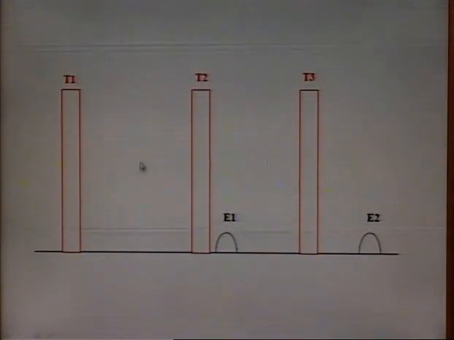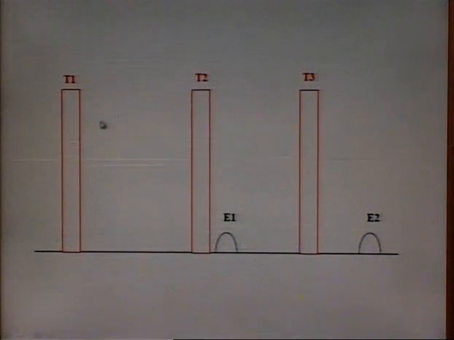So, this is the confusion which is normally caused, and this has to be avoided somehow. It is avoided by using a method in which adjacent pulses are given different shapes, so that they can be distinguished.